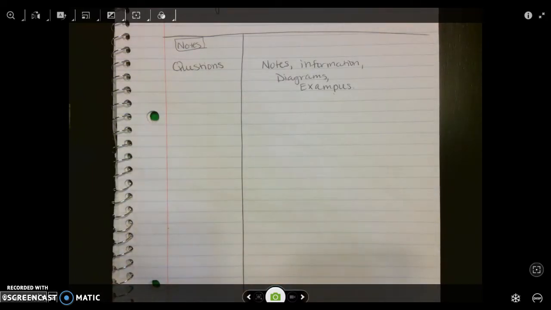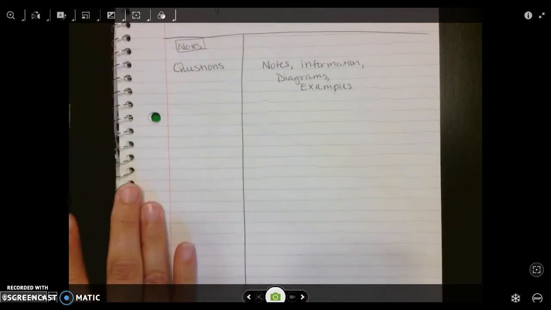Now, by the time they get later into 6th grade and then into 7th and 8th, the expectation is going to be a little bit different. Then they'll start having to take the notes first and then go back and write the questions. But for the sake of 6th grade, we will always provide the questions for the time being.